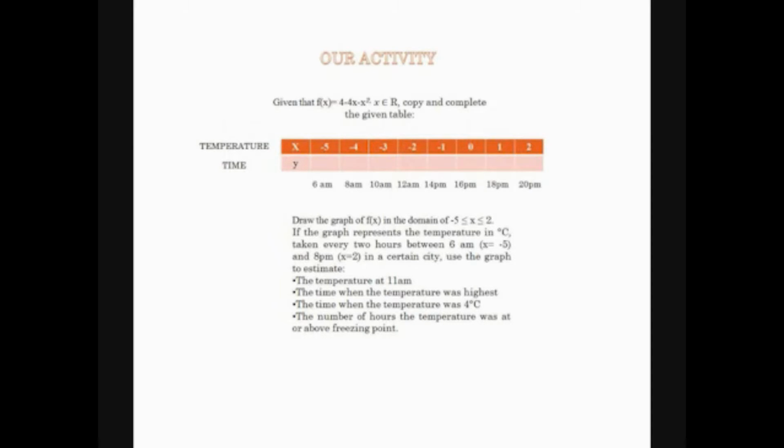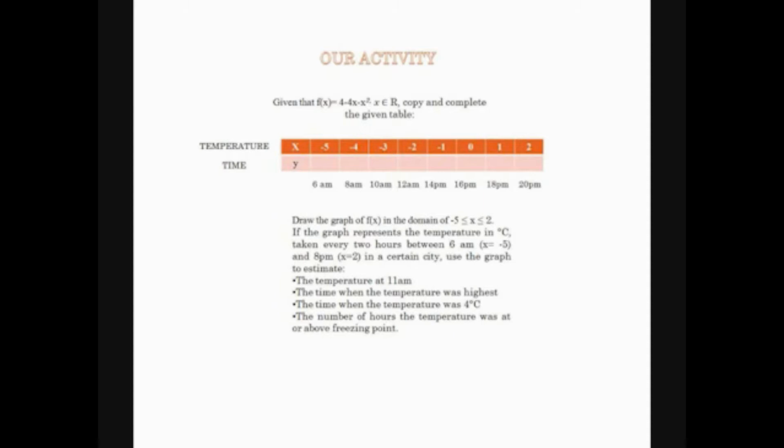So, given that f(x) = 4 - 4x - x², where x belongs to R, copy and complete the given table. Then, draw the graph of f(x) in the domain of -4 ≤ x ≤ 2.